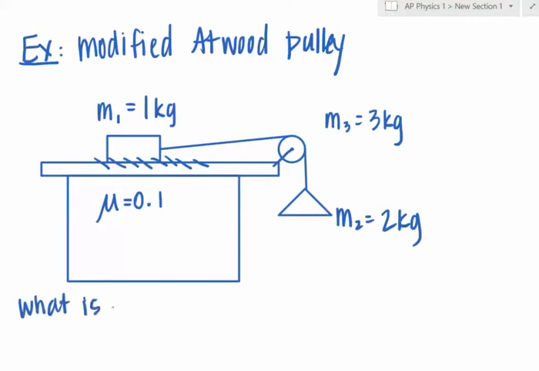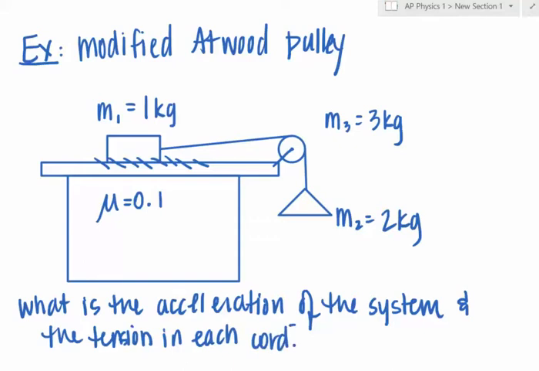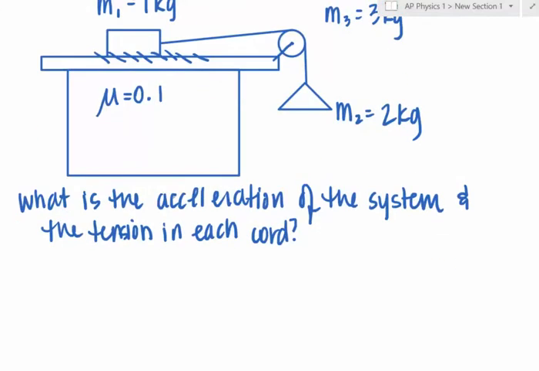What is the acceleration of the system? And the tension in each cord. So, free body diagram is the first thing. Here's our 1 kilogram object sitting on the table there. We're going to draw our FBDs.